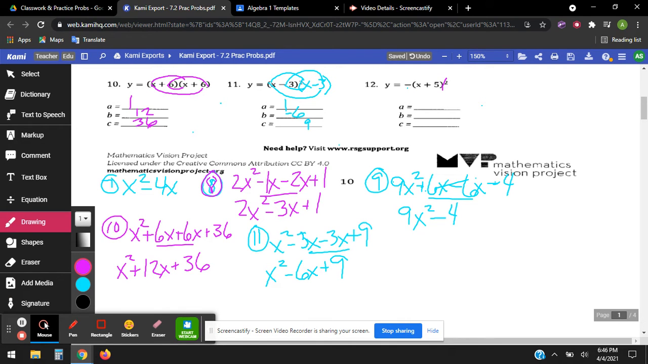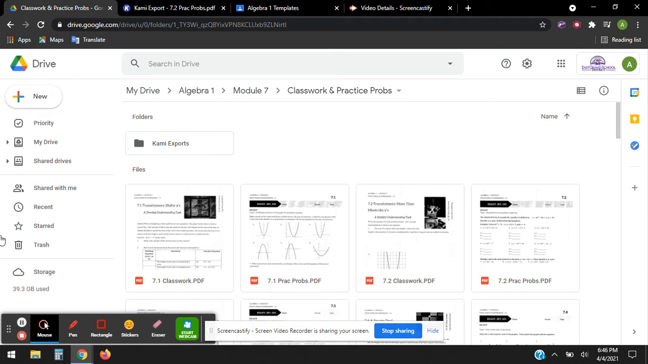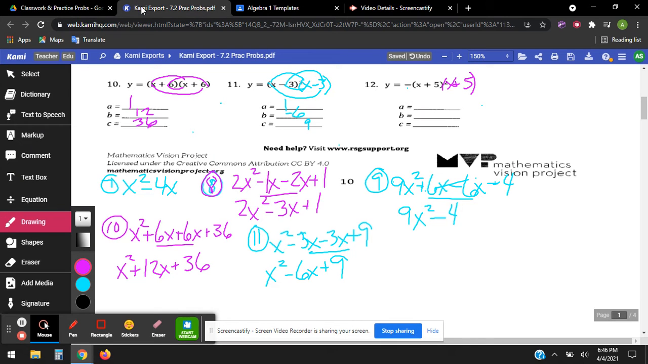And 12. Once again, I'm going to put x plus 5. Now the negative is on the outside. Remember, we do exponents before we do negatives. So my answers will be negated by the end. There we go. Okay, so let's write down 12 on here.